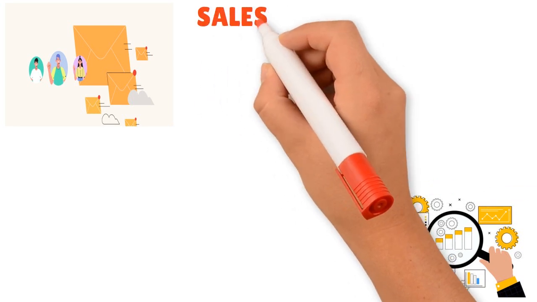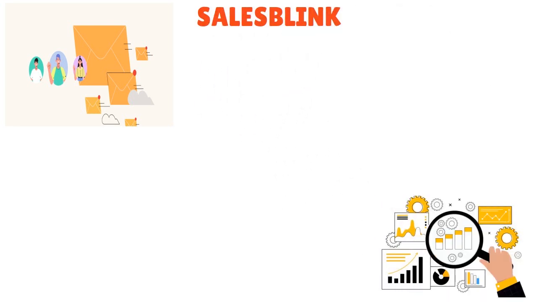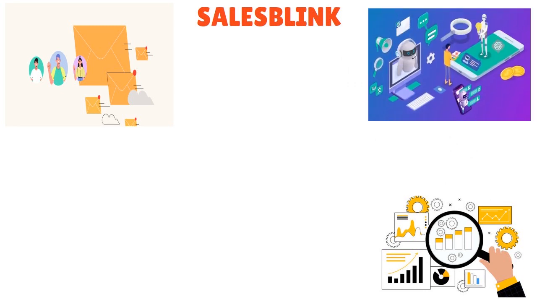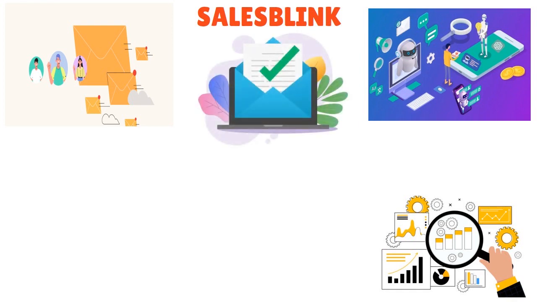You also have Sales Blink. With Sales Blink, you have image personalization. You have a built-in ChatGPT integration. You have an integrated meeting scheduler. You have a very powerful email finder tool. You have automatic email verification, and you have an integrated warm-up tool.